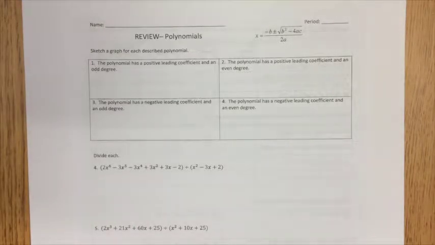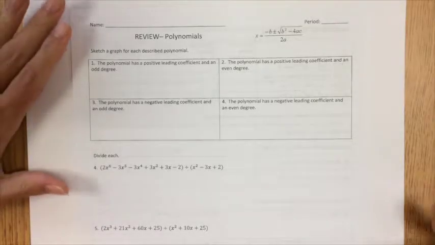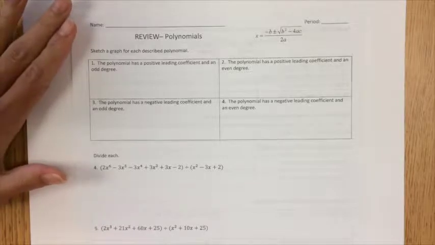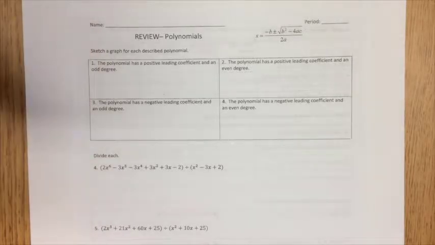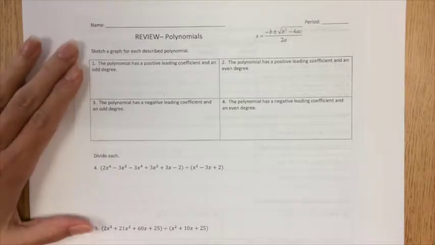Okay guys, I told you I'd work through this review, so I'm going to work through some of it. Let's start with number 1. We've already talked about it. When finding end behavior, which is what they're asking us to do basically, the directions say sketch a graph for each described polynomial. So basically we need to figure out end behavior first.